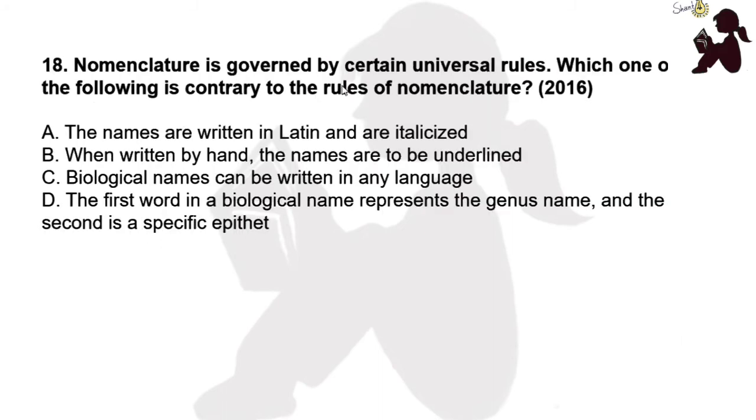is, nomenclature is governed by certain universal rules. Which one of the following is contrary to these rules of nomenclature? Means which of the following is not the correct statement included in the rules of nomenclature? So option A, the names are written in Latin and are italicized. Option B, when written by hand, the names are to be underlined. Option C, biological names can be written in any language. Option D, the first word in the biological name represents the genus name and the second one is the specific epithet. So if we write the scientific name, suppose Mangifera indica.